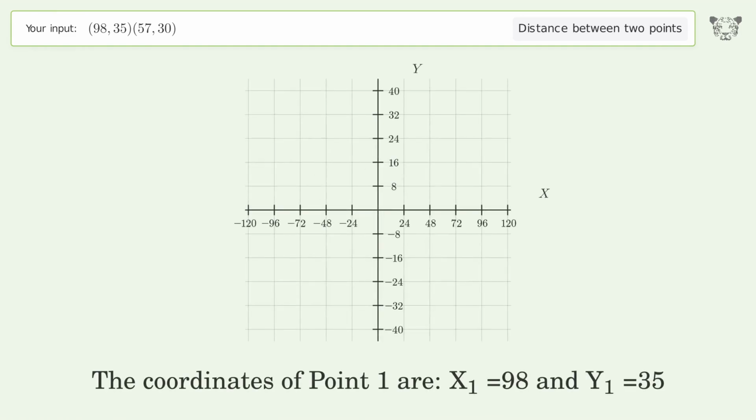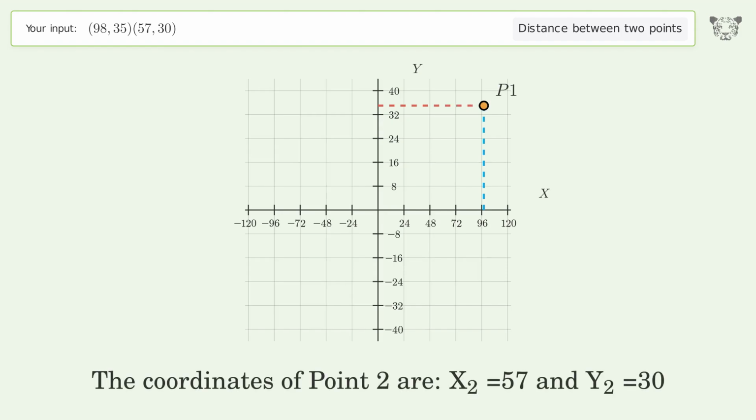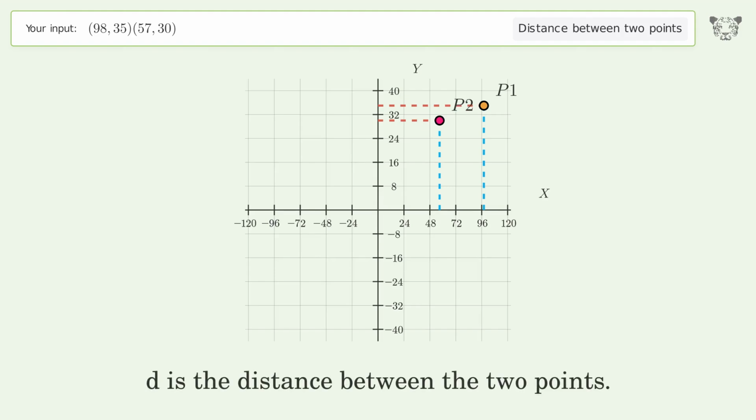The coordinates of point 1 are, x1 equals 98 and y1 equals 35. The coordinates of point 2 are, x2 equals 57 and y2 equals 30. D is the distance between the 2 points.